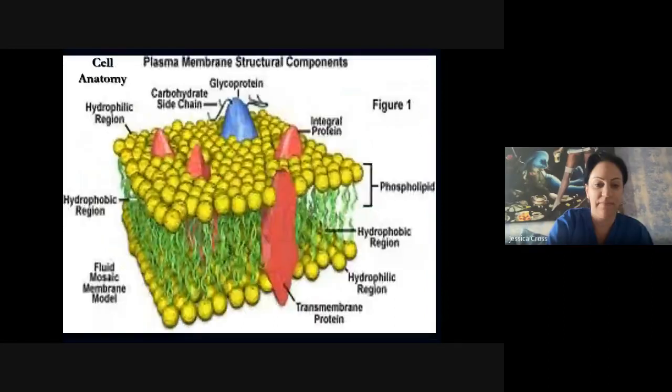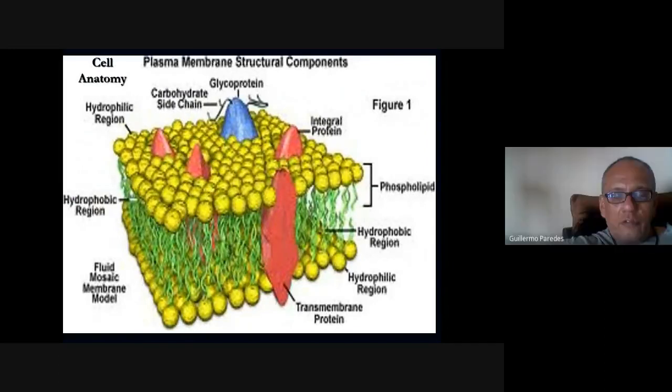Okay. So here we have our friend, the cell membrane, and the cell membrane is going to contain these proteins.